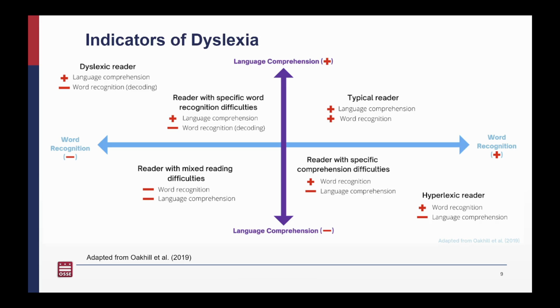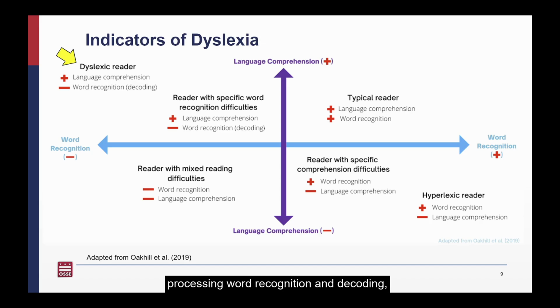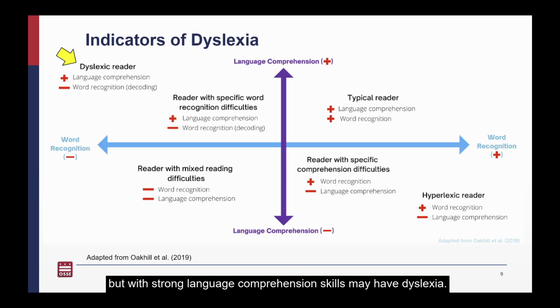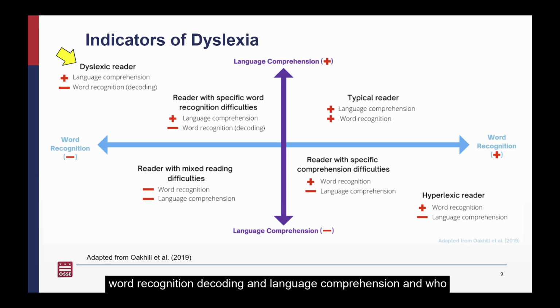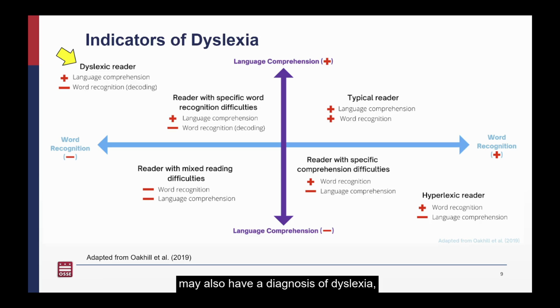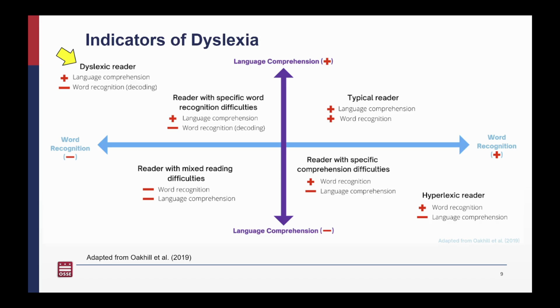For example, a student with challenges in phonological processing, word recognition, and decoding, but with strong language comprehension skills may have dyslexia. Their skills would differ specifically from a grade-level peer's strengths in word recognition and decoding. These students could also be compared to a student with mixed reading difficulties, who experiences challenges in phonological awareness, word recognition, decoding, and language comprehension, and who may also have a diagnosis of dyslexia.